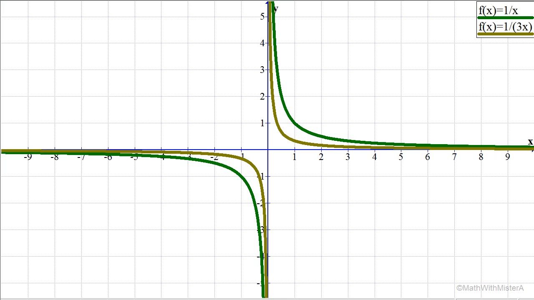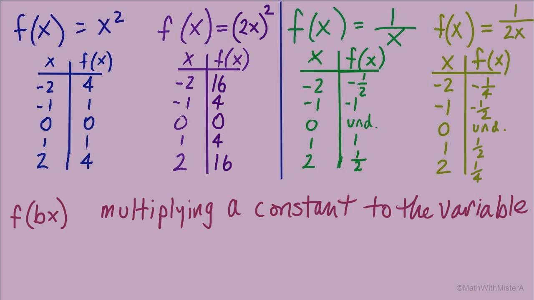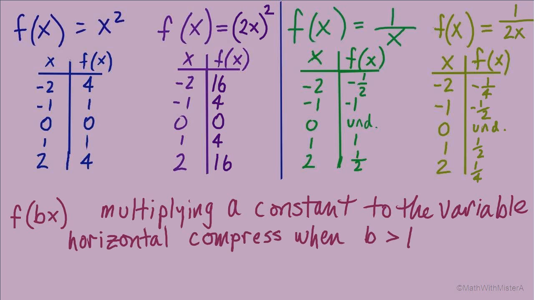1 over 3x, 1 over 4x. We're seeing it more and more squeezed horizontally toward the y-axis. So we'll represent this transformation by saying we're multiplying a constant to the variable, times b, right inside the function. And we see a horizontal compress when b is a number greater than 1. We saw when we did times 2, it got compressed closer to the y-axis by a factor of 1 over 2. When we did times 3, it was squeezed closer to the y-axis by a factor of 1 over 3.